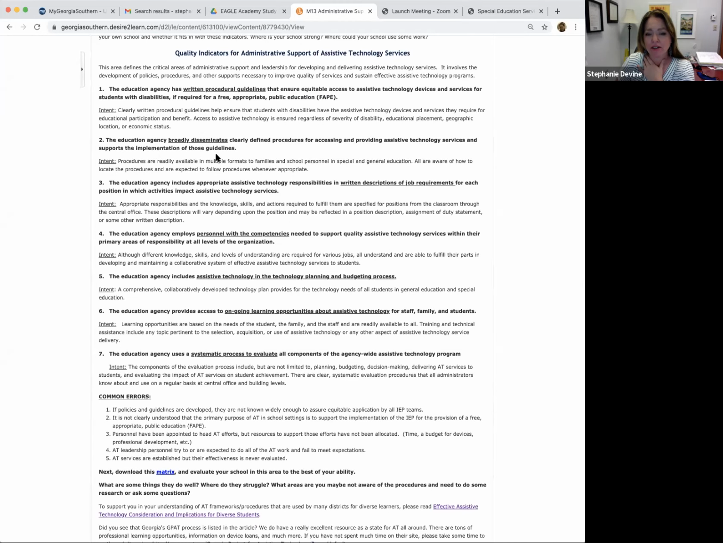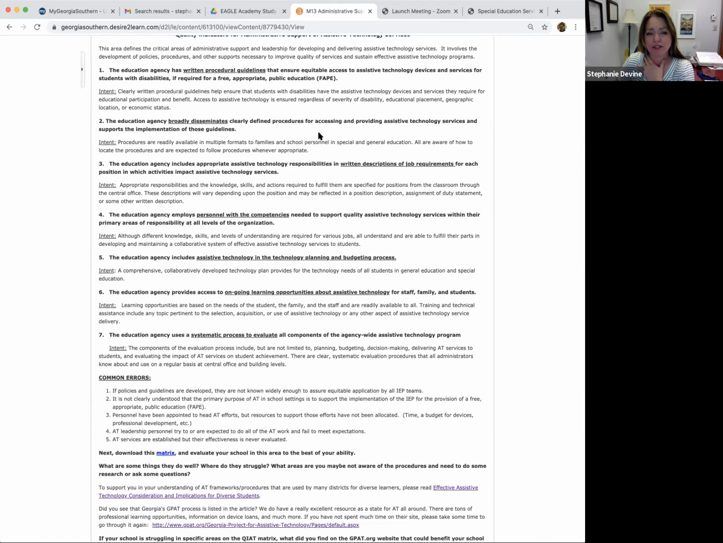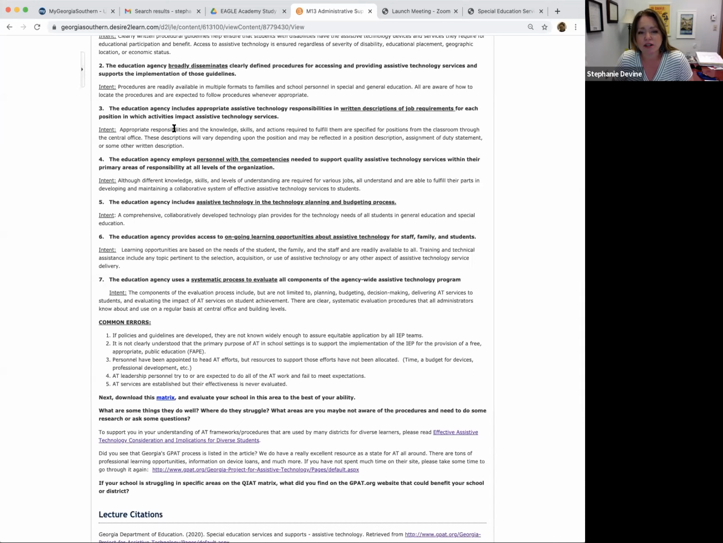Does the education agency broadly disseminate clearly defined procedures for accessing and providing AT services and supports? Are those procedures available in multiple formats so families and school personnel know about them and can find them? Is everybody aware of the procedures, and that they're expected to follow them? The third one is the education agency includes appropriate AT responsibilities and written descriptions of job requirements for each position in which activities impact AT services.